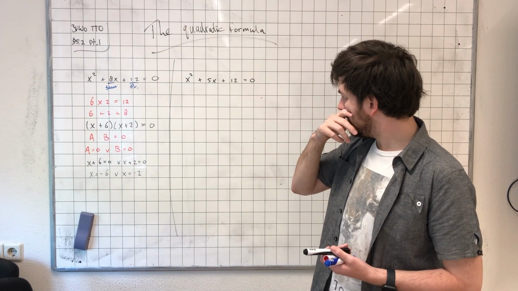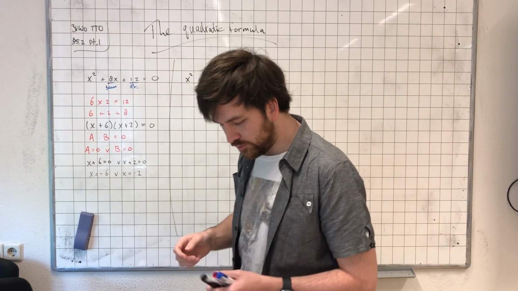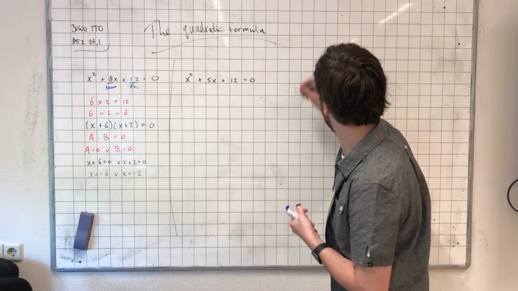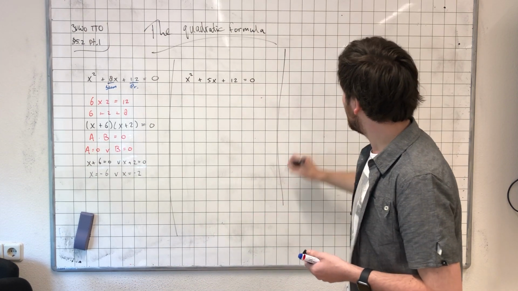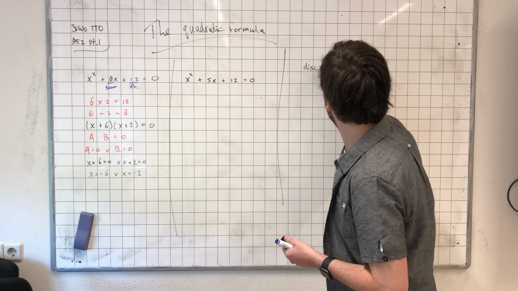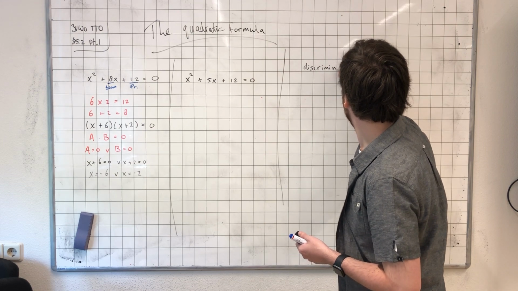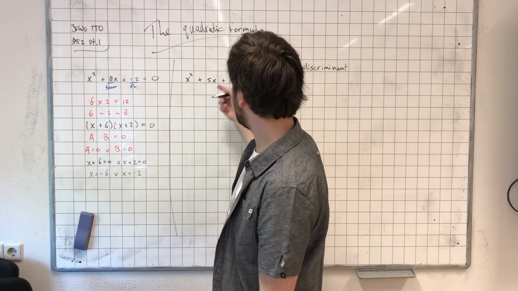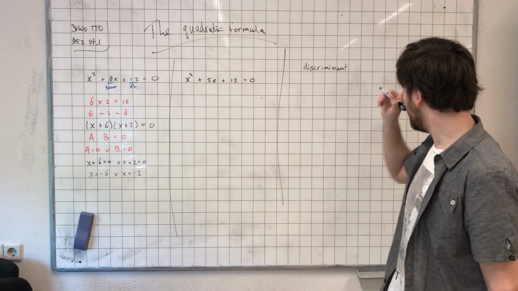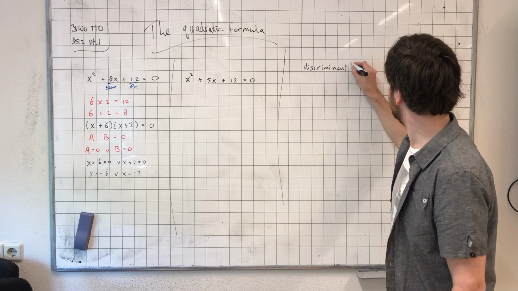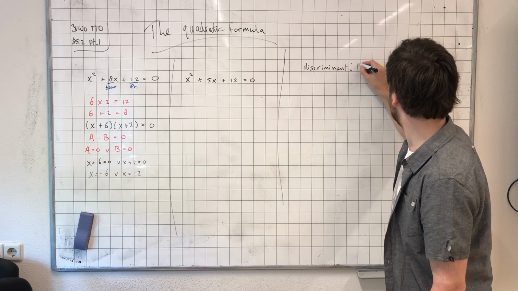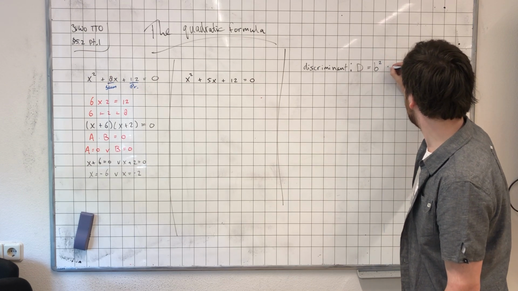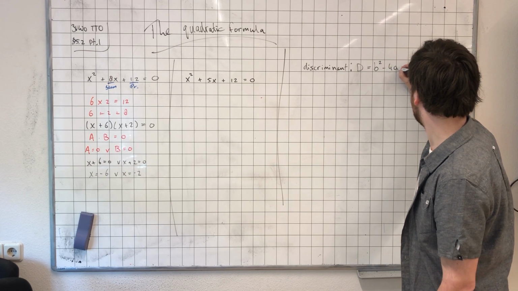So is there an easier way to do this? Well, I'm going to introduce you to something which is called the discriminant. And this discriminant is basically a tool which helps you to check, can we solve this thing or not? And it has a formula. Usually it's abbreviated with the capital D, and the formula is b squared minus 4ac.